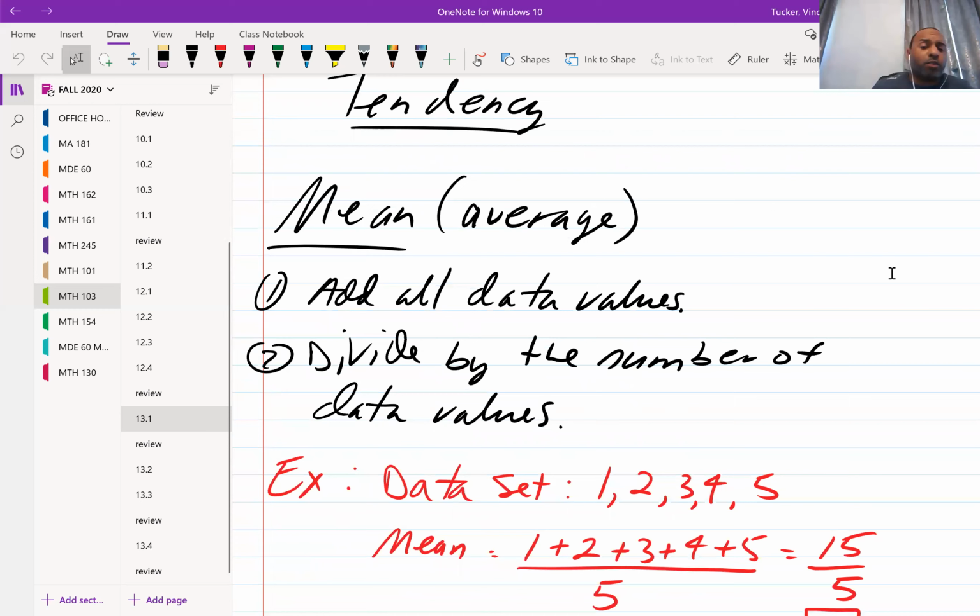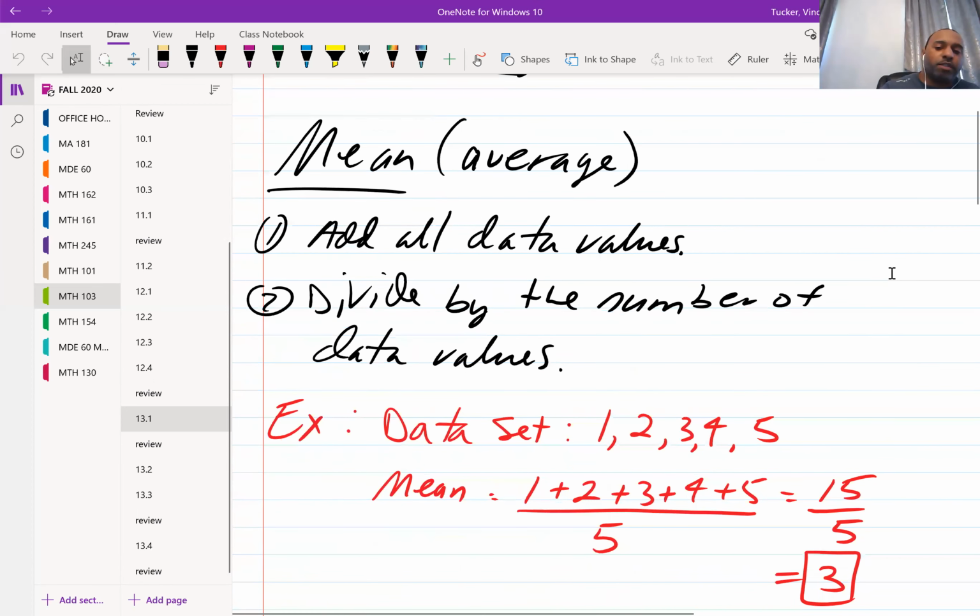So if my data set is 1, 2, 3, 4, 5, I add up 1 through 5 and then divide it by 5. And my mean is 3. All right, any problems with that one?